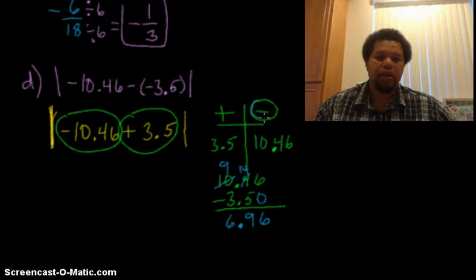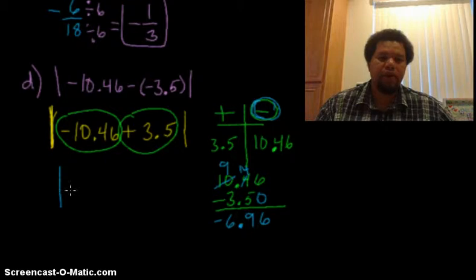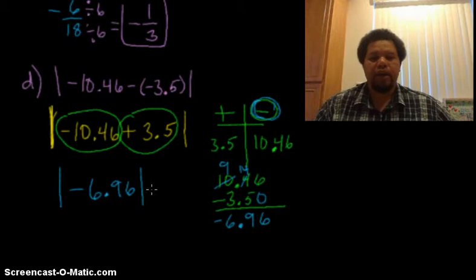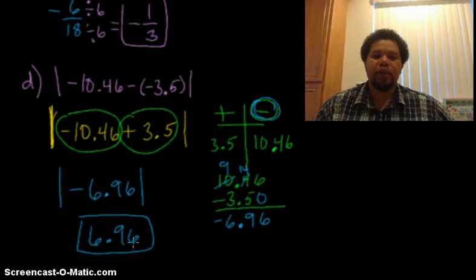And once again, the negatives have the bigger number, so my answer is going to be negative. So inside these absolute value bars, I have negative 6.96. And now finally I can take the absolute value. The absolute value of a negative 6.96 is just 6.96, because absolute value just means the distance from 0. So negative 6.96 is 6.96 units away from 0 on a number line.